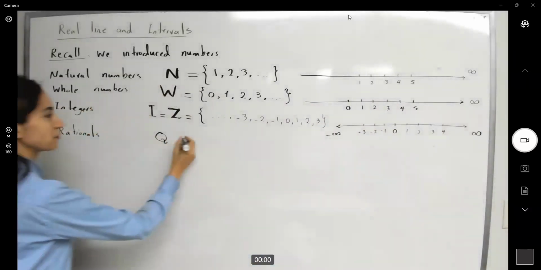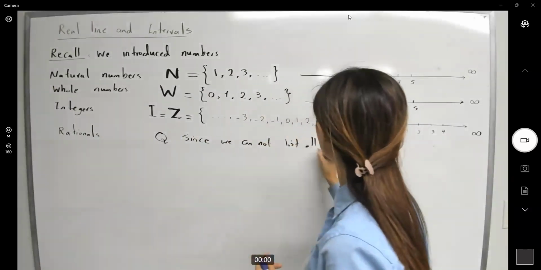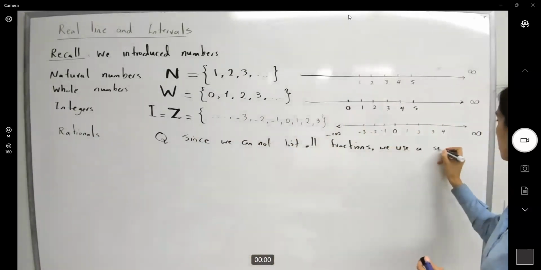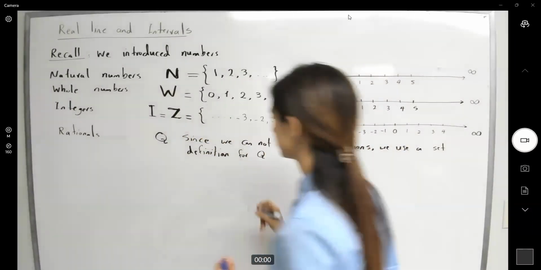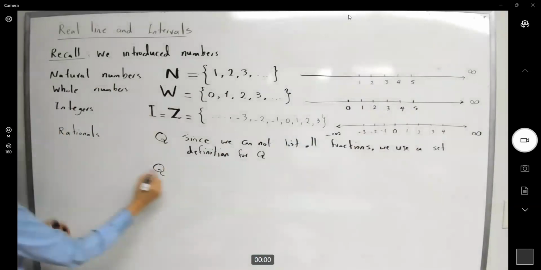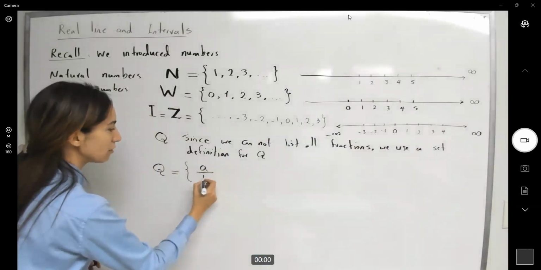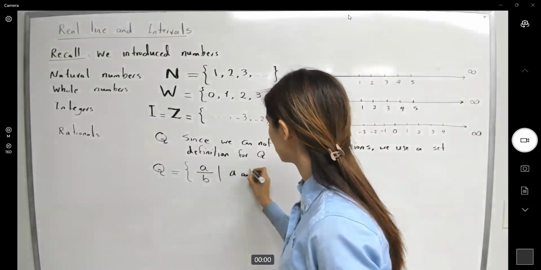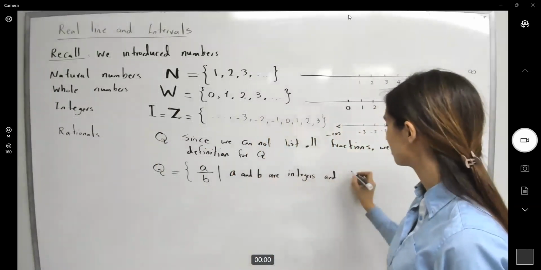Since we cannot list all fractions, it's impossible, we use a set definition for Q. We're going to say that Q, or rationals, is the set of all fractions, the set of all A divided by B's, with the condition that A and B are integers, and the denominator is not 0.